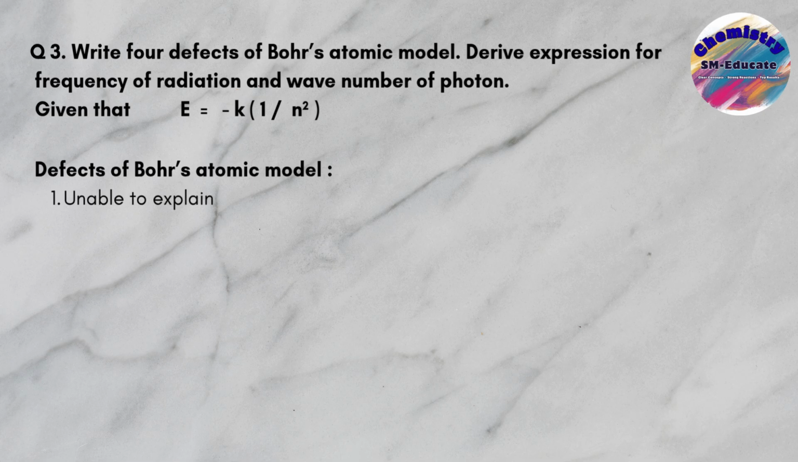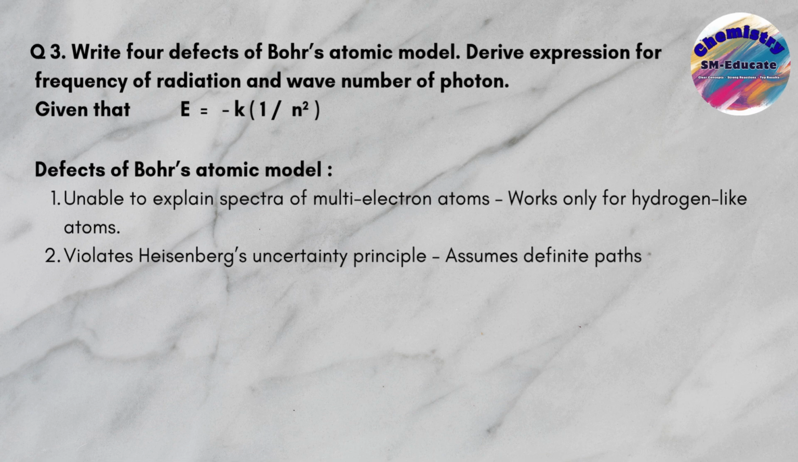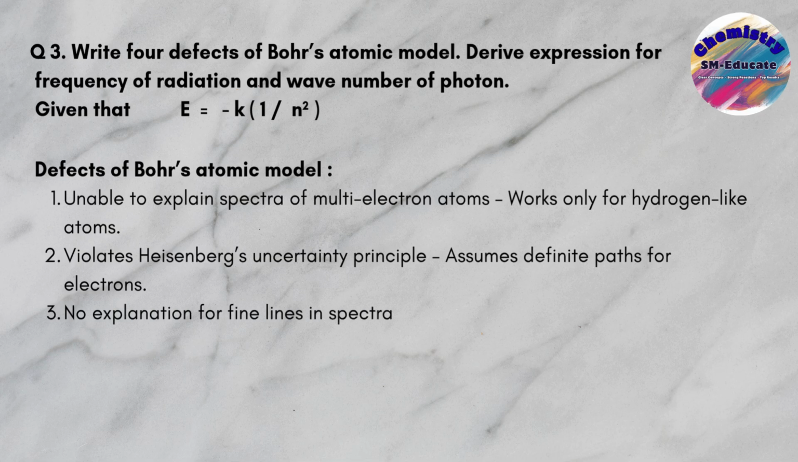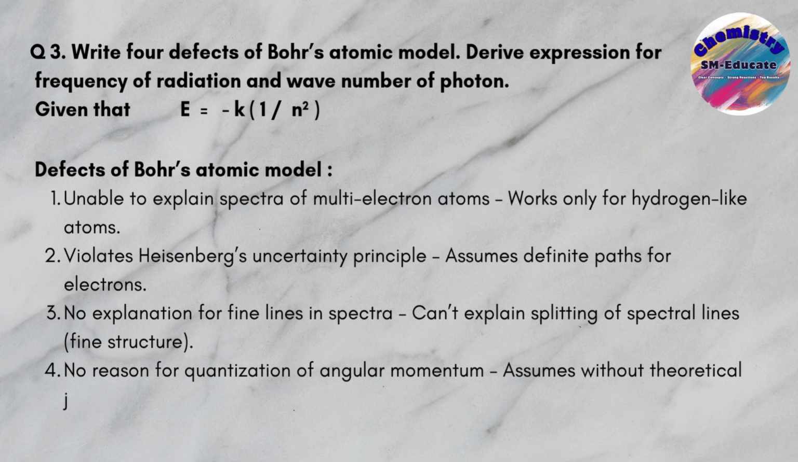1. Unable to explain spectra of multi-electron atoms, works only for hydrogen-like atoms. 2. Violates Heisenberg's uncertainty principle, assumes definite paths for electrons. 3. No explanation for fine lines in spectra, can't explain splitting of spectral lines, fine structure. 4. No reason for quantization of angular momentum, assumes without theoretical justification.